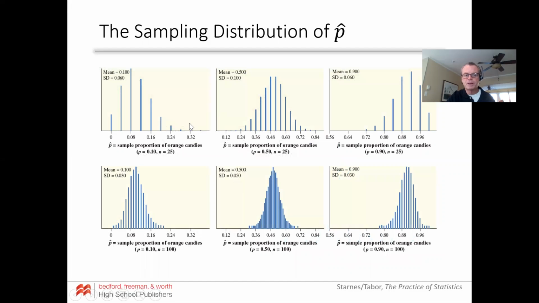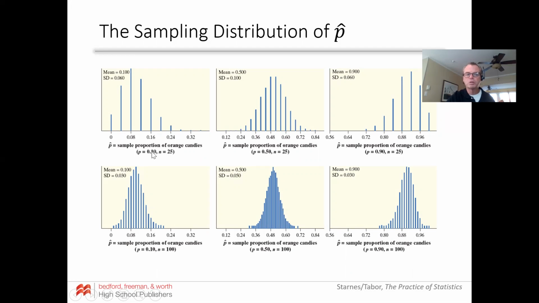Now, these pictures are helpful, okay? If I'm looking at this sampling distribution of p hat, and you look at the first column, what happened? The proportion of success is 10% in the first column, 50% in the second column, and 90% in the third column. But in the first row, the sample size is 25, and in the second row, the sample size is 100. So the first row is not going to meet the conditions.